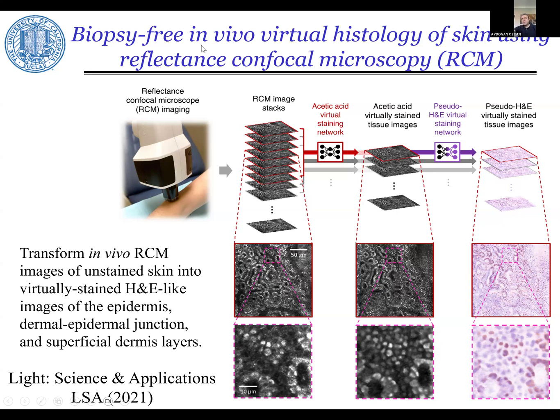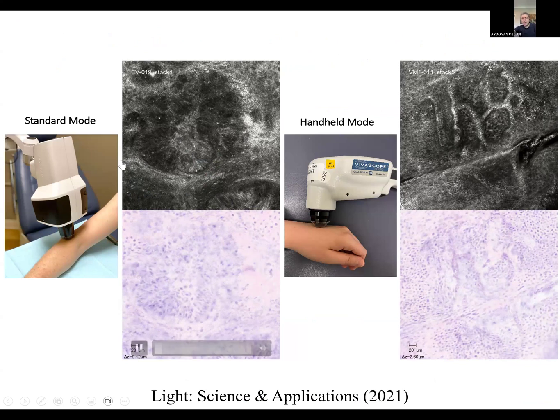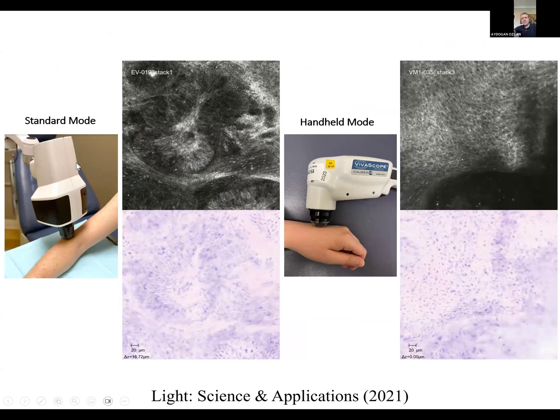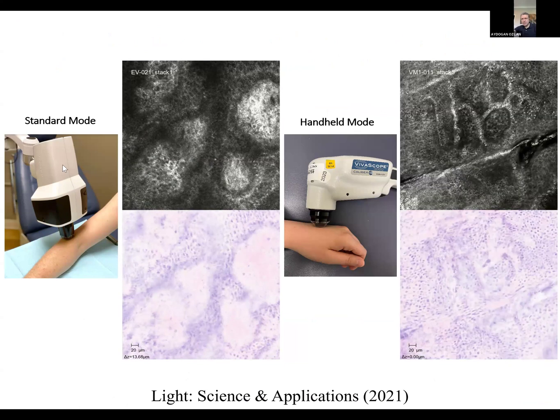And it's biopsy-free in vivo virtual histology this time because we take the RCM images coming from a volume with the grayscale contrast of reflectance confocal microscopy and convert them into H&E-like images, giving the diagnostician almost in real time a virtual equivalent of a biopsy, layer by layer. This is showing you a movie of how it is working. This is the standard reflectance confocal microscope that is FDA cleared. We trained and tested on new specimen, new patients using this device.